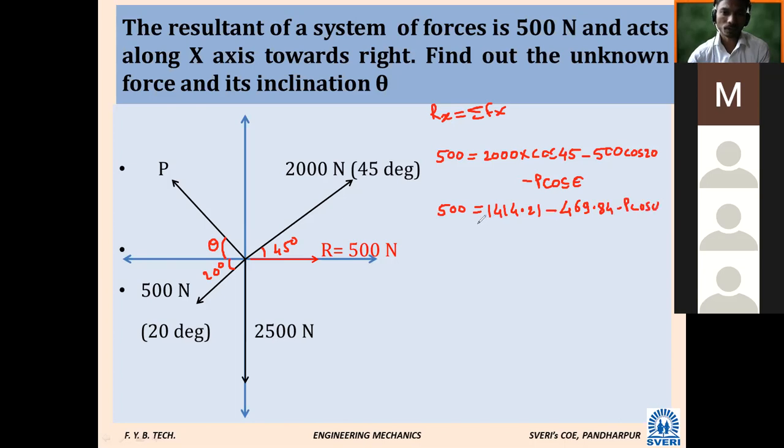Here, next step, you can directly calculate. Is it possible to calculate P cos theta here? Directly that P cos theta will come to the left hand side. This remaining 500 from this side will go to the other side and become negative. Is it possible to calculate now? Yes, sir. Calculate then P cos theta.